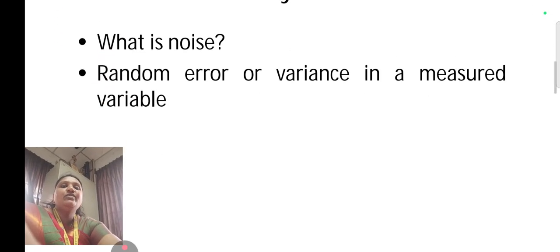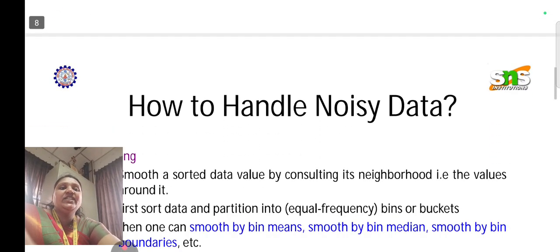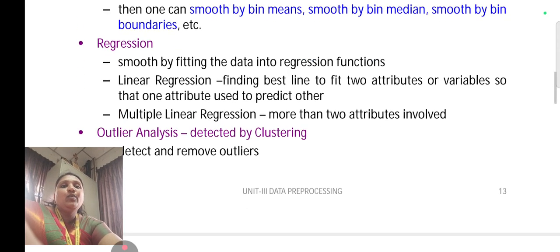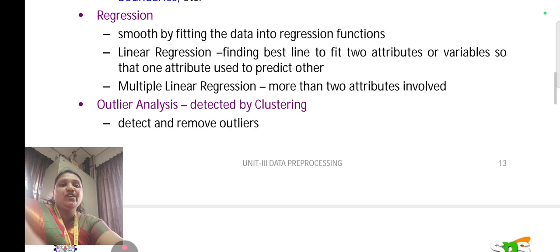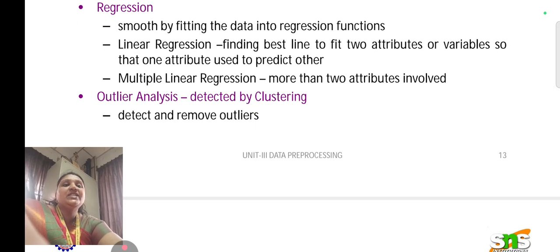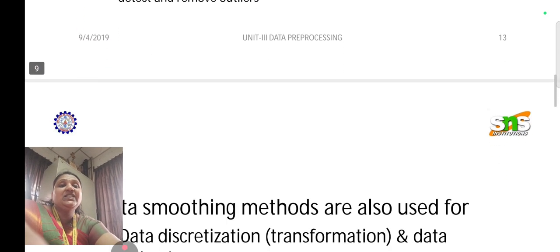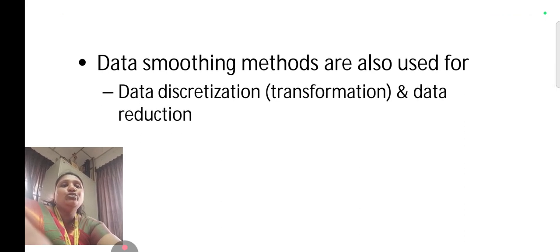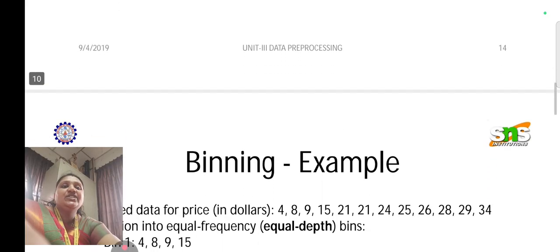Next we have to see how to handle the noisy data. In noisy data we are going to use the binning method, that is smoothing a sorted data value by consulting its neighbor values around it. And then we can use the regression method, in the sense of smoothing by fitting the data into a regression function. And then outlier analysis, which is detected by clusters, and it detects and removes the unwanted data. Next, data smoothing methods are also used for data discretization and reduction.